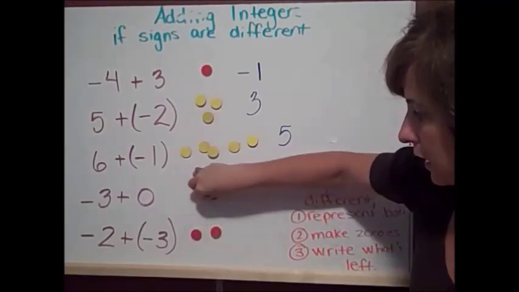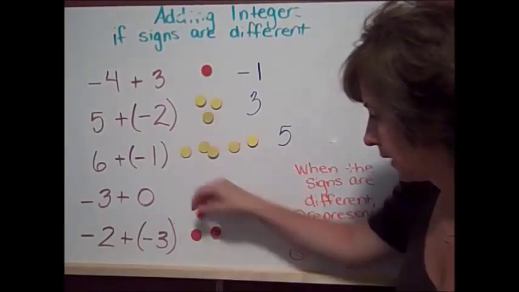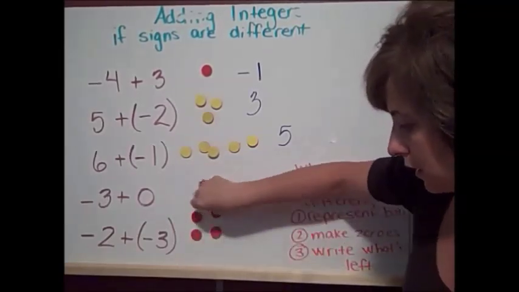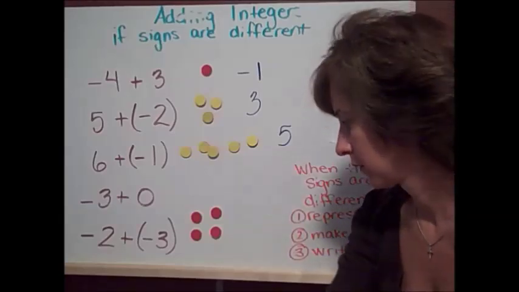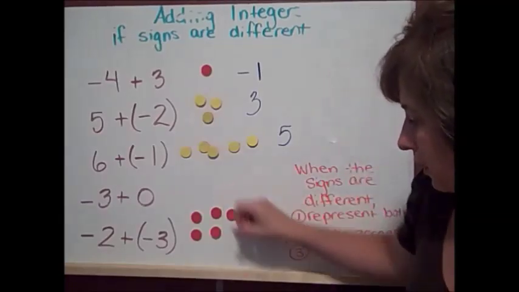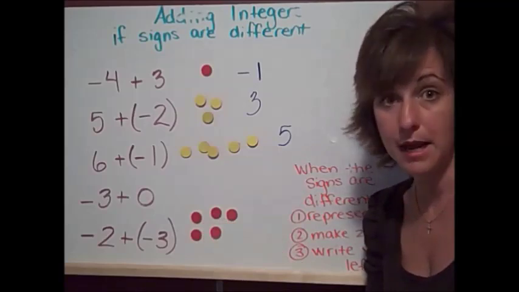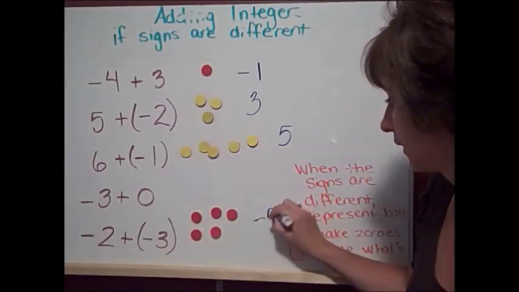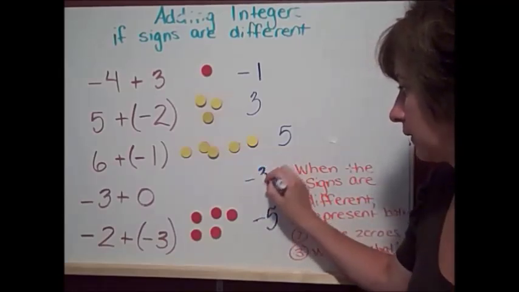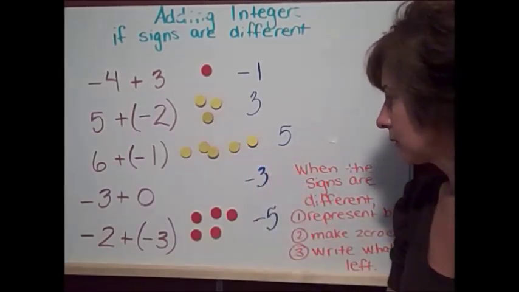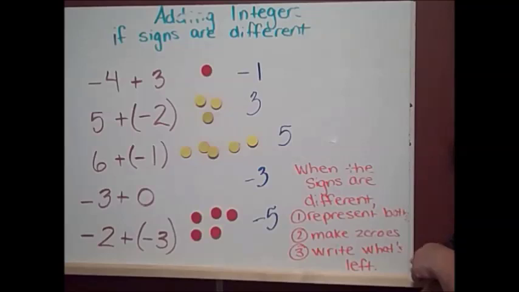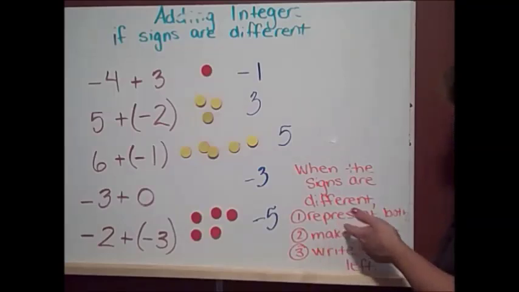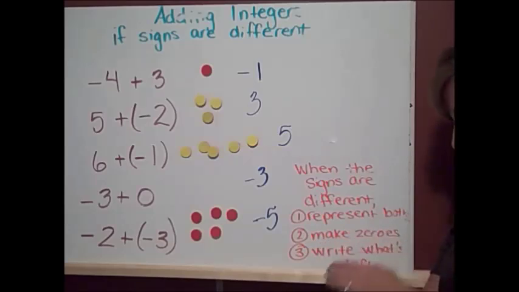-2 plus -3. There are no zeros that I can make, so I'm left with -5. So, when the signs are different, or when they're the same, represent both of them using your tiles, make as many zeros as you can, and write what's left.